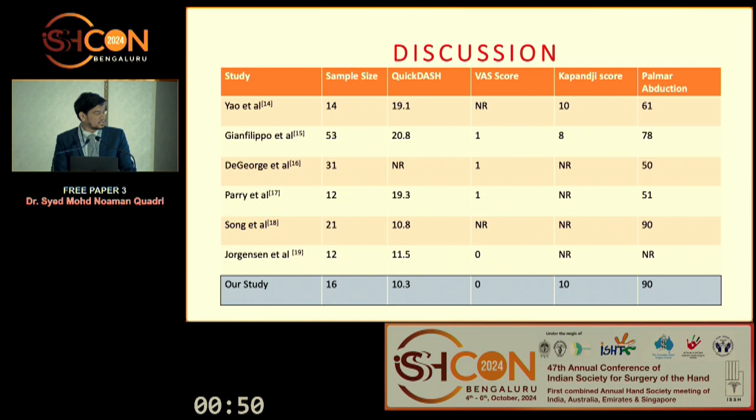And our study was compared with various other studies and shown remarkable improvement in comparison with Gianfilippo and Yao et al., with good VAS score and Kapandji score.